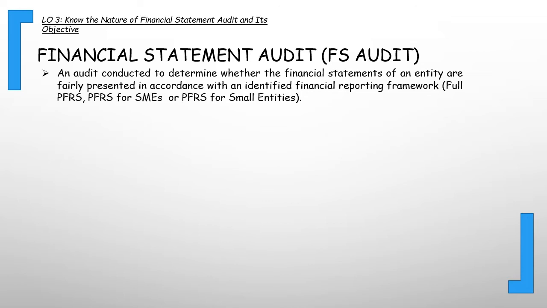Yung may secondary licenses naman, nabanggit ko kanina, sila yung need ng license from other government agencies other than SEC. Okay? So, example, kailangan nila magkuha ng license sa insurance commission kung insurance company sila. Sa BSP naman kung banks or financial institutions sila. Okay? So, tawag dun sa mga companies na yon with secondary licenses.